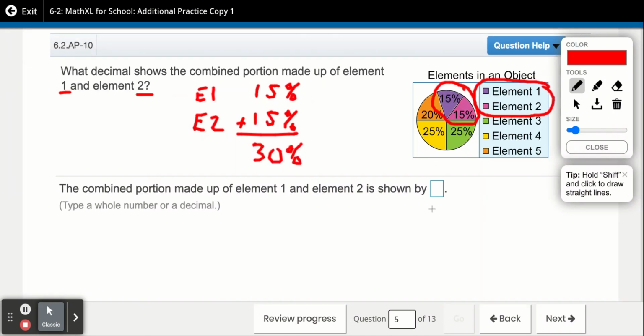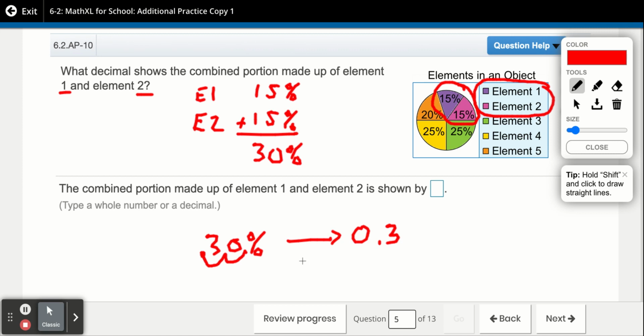Now, whoa, before we get too excited and put the 30% in there, they want to know the decimal. Remember with percentages, when we want to go to a decimal, we divide by 100. Remember that trick I showed you? We move the decimal two places to the left. So it's 0.3. And then we drop the percent. So 30% is equivalent to 0.3.